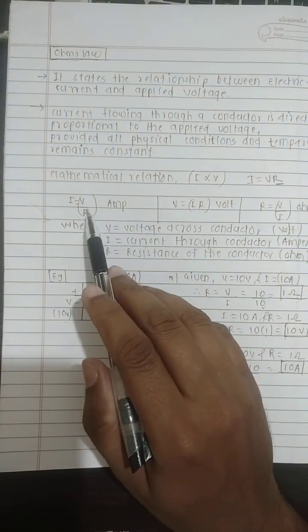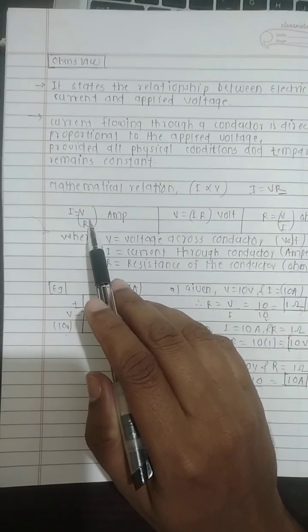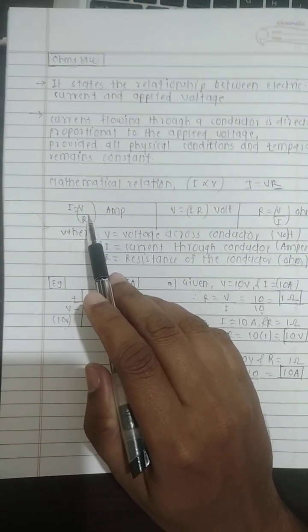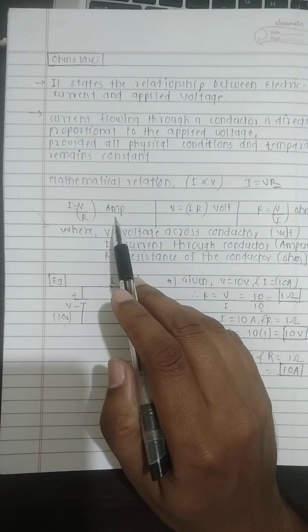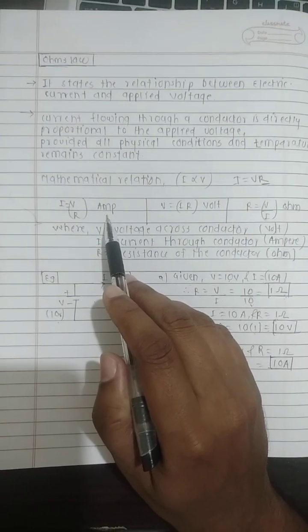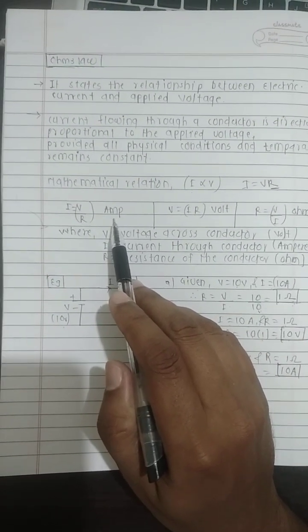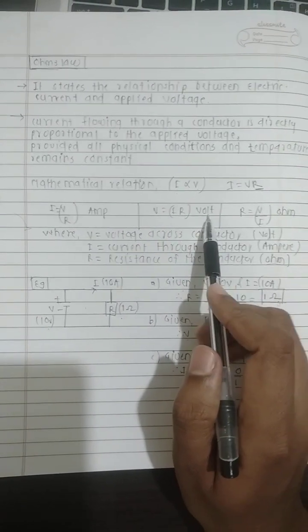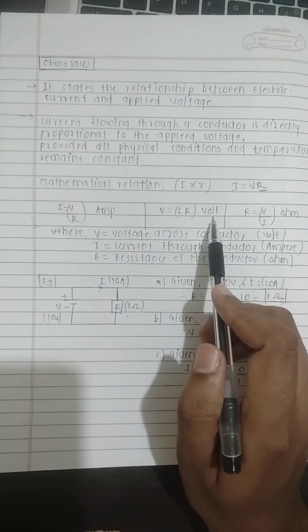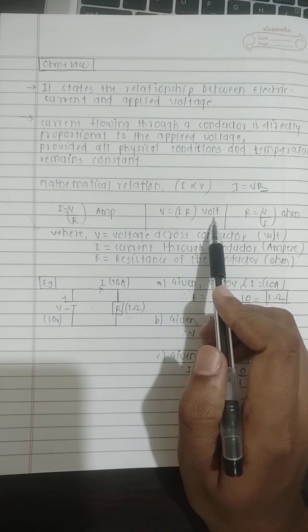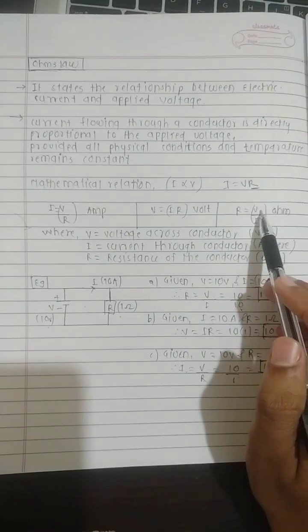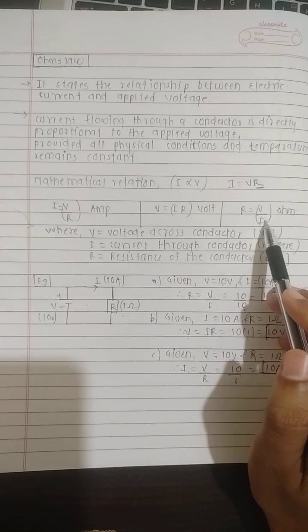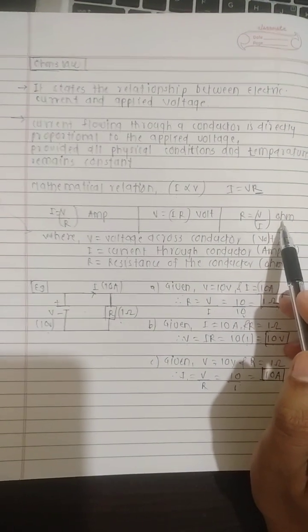So we can give the formula of current based on the above formula. So I will be V upon R. Ampere is the unit of the current, and V is equal to I into R. Volt is the unit of the voltage. Similarly, R will be given by V upon I, and the unit of the resistance will be ohm.